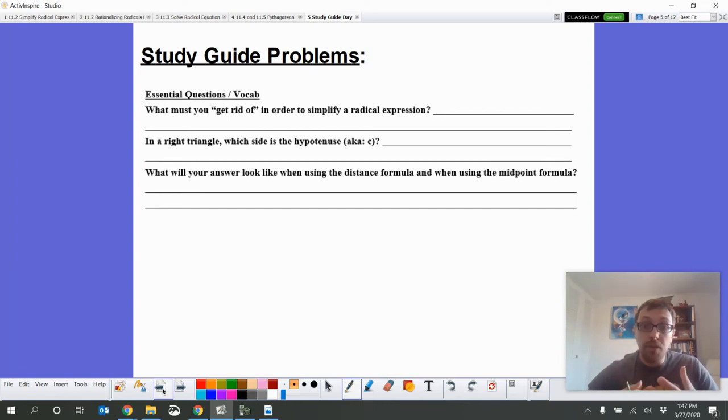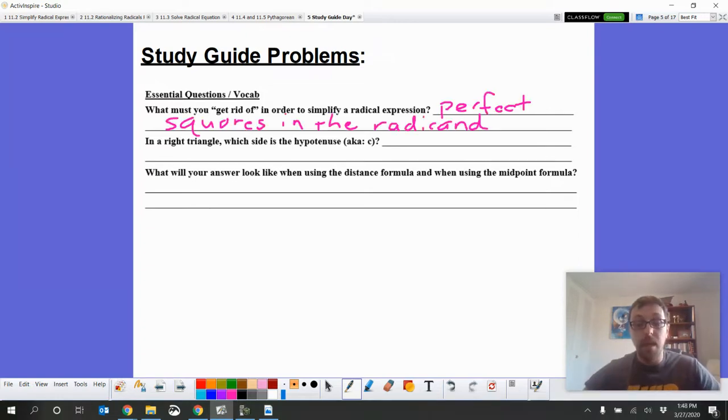So what must you get rid of to simplify a radical expression? My answer to this question is you are looking for perfect squares in the radicand. That's the thing that's inside of the radical, so anything that's underneath the square root is what we're trying to get rid of.